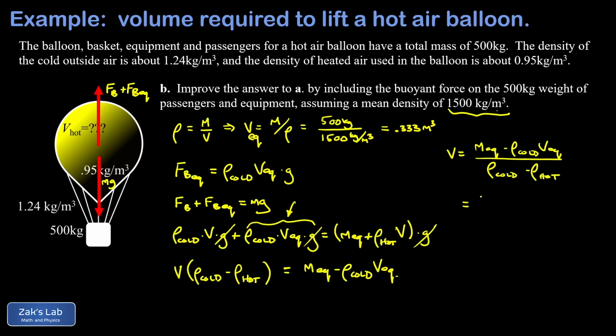So now we can plug in our numbers, and the mass of the equipment was 500 kilograms, the density of the cold air 1.24 kilograms per cubic meter, the volume of the equipment and passengers 0.333 cubic meters, and we're dividing by 1.24 minus 0.95 for the difference in densities. And when I run the numbers on this, I end up with 1,723 cubic meters. In other words, improving our approach to the problem to include the buoyant force on the passengers and equipment themselves made a difference of 1 single cubic meter in how much we need to inflate this balloon.